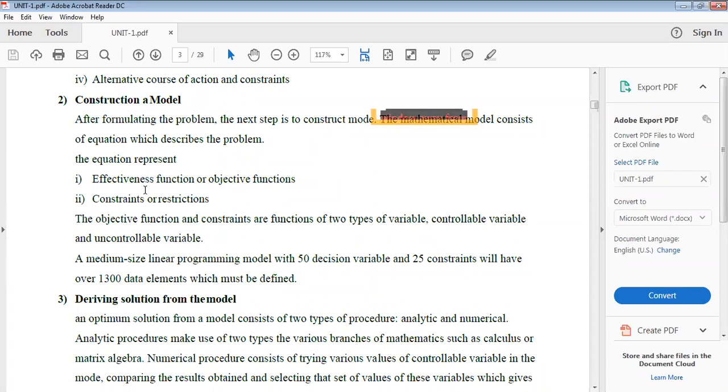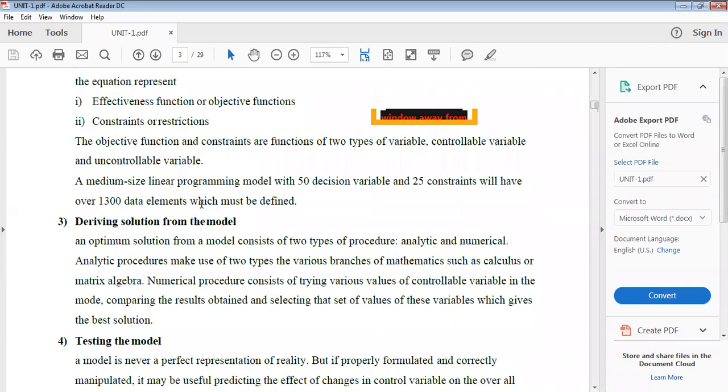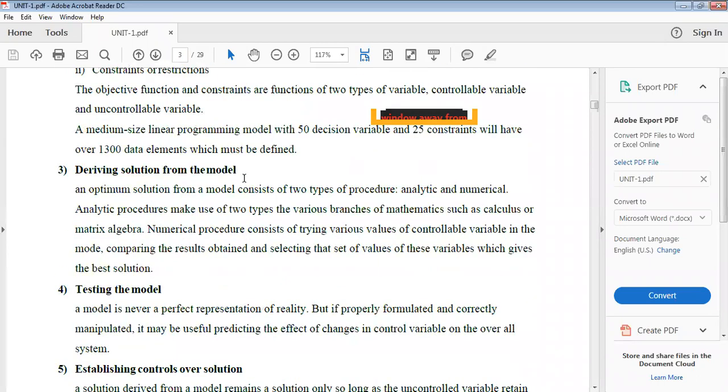This objective function, followed by the constraints, we have to solve and arrive at a final solution. Wherever you go throughout this section, you will find an objective function and constraints. You have to solve the objective function with the help of the constraints. That is deriving a solution from the model.